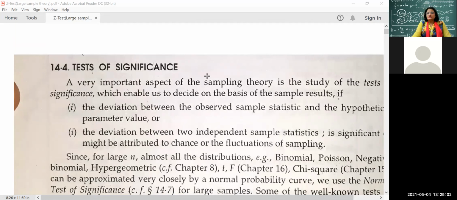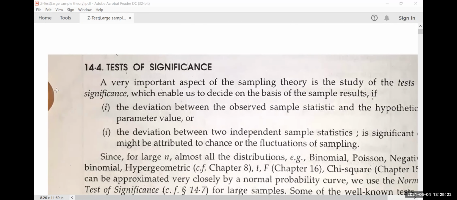Actually, the procedure for testing of hypothesis is nothing but the test of significance. सिग्निफिकेंस का मतलब क्या होता है, कितना इंपॉर्टेंट है. I'm just reading: a very important aspect of the sampling theory is the study of the test of significance. Sampling theory का सबसे important part है test of significance, which enables us to decide on the basis of the sample result.